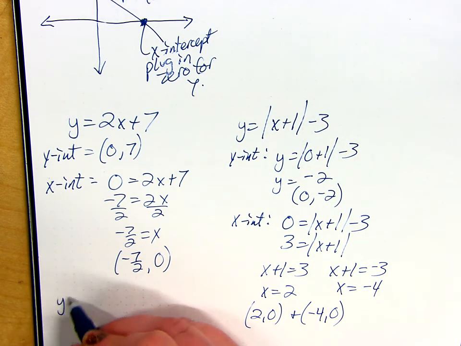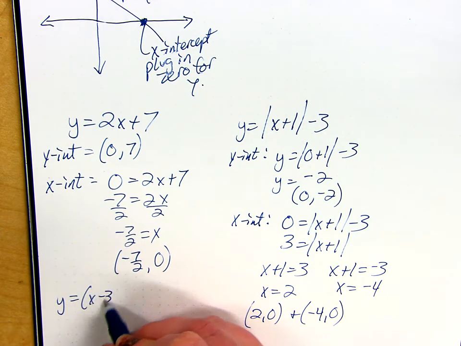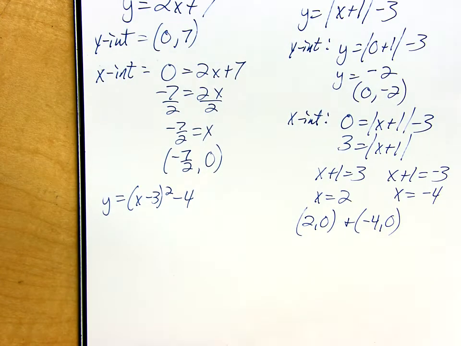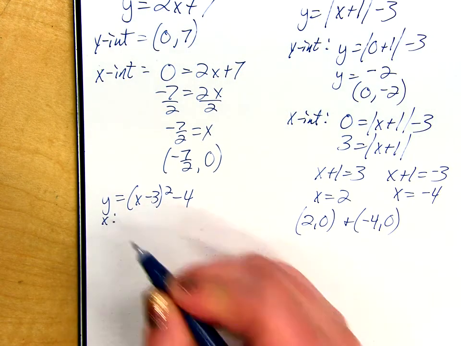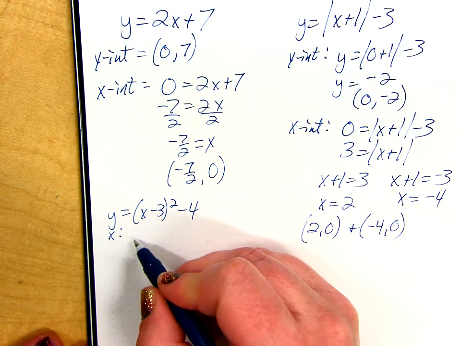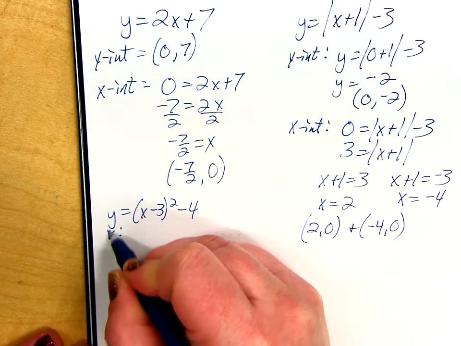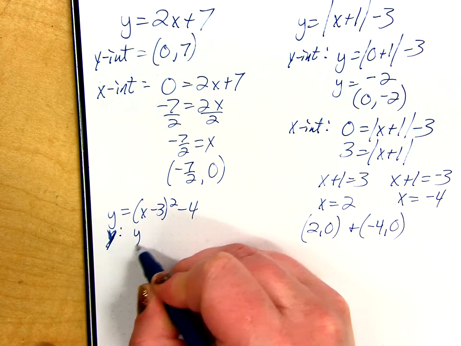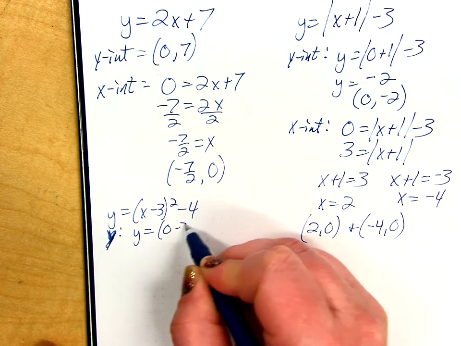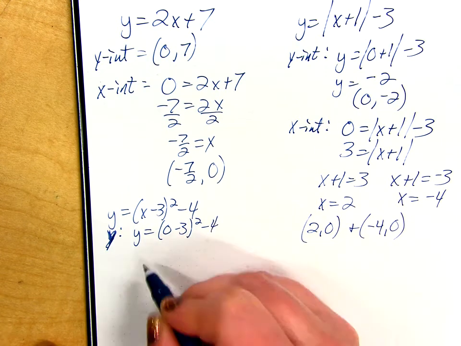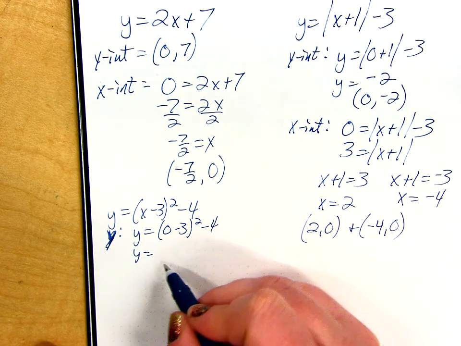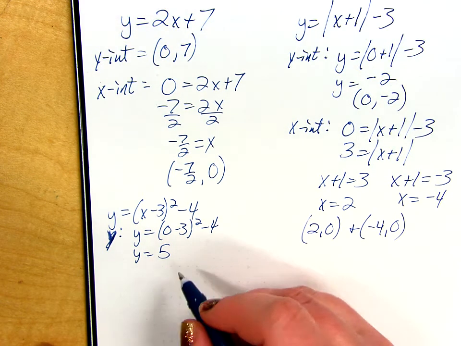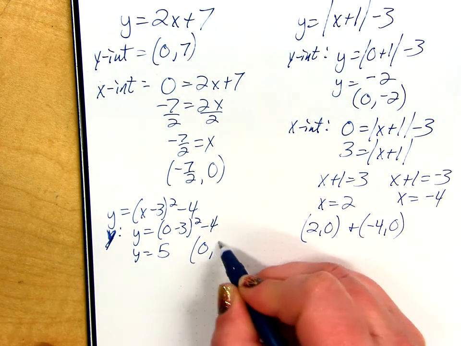Okay, let's try the next one. It's a quadratic: y equals x minus 3 squared, minus 4. Oh, I was doing y's first. Y-intercept then. So let's plug in a 0 for x. Negative 3 squared is 9, minus 4 is 5. Easy enough. So that's at 0, 5.